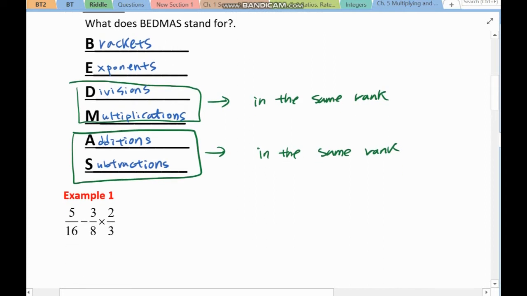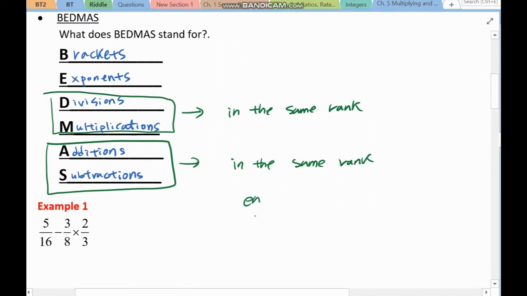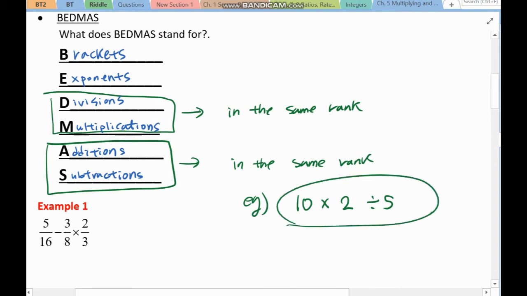Okay? So for example, when you have 10 multiplied by 2 divided by 5, we know in BADMAS, D comes first. But as I said, D and M, A and S, they're in the same rank. So if you look at this, we don't do division first because multiplication comes first. We do multiplication first. So 10 times 2, 20, divided by 5, which is 4.